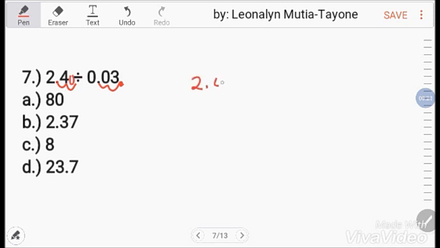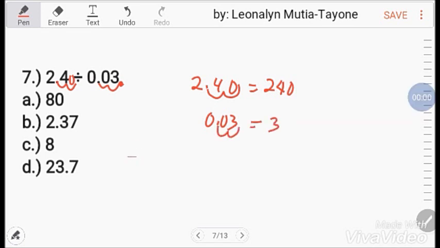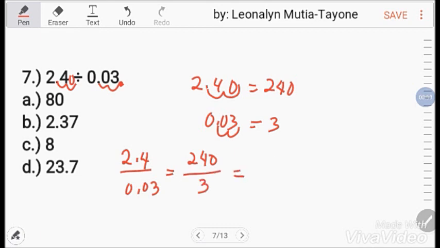Bale, sulat lang natin ulit. So, 1, 2. So, maging 240 siya. Itong 0.03 mo, 1, 2, maging 3 na siya. In other words, itong 2.4 divided by 0.03 ay equivalent lang ng 240 divided by 3. And the answer will be 80.